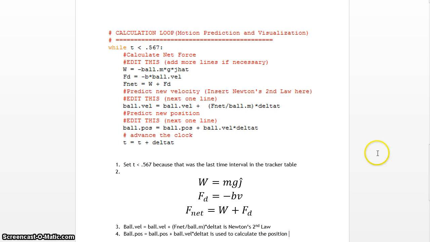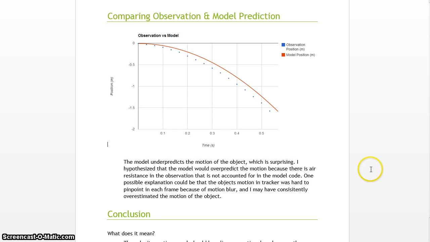And now let's look at the model. The model underpredicts the motion of the object, which is surprising. I hypothesized that the model would overpredict the motion because there's air resistance in the observation that is not accounted for in the model code.